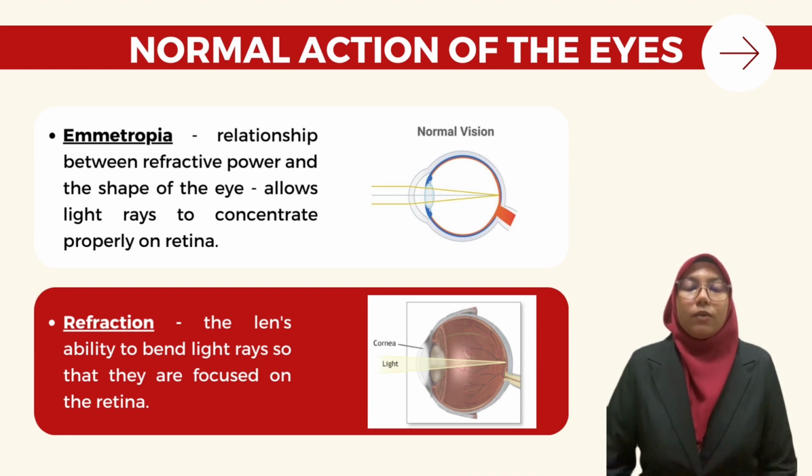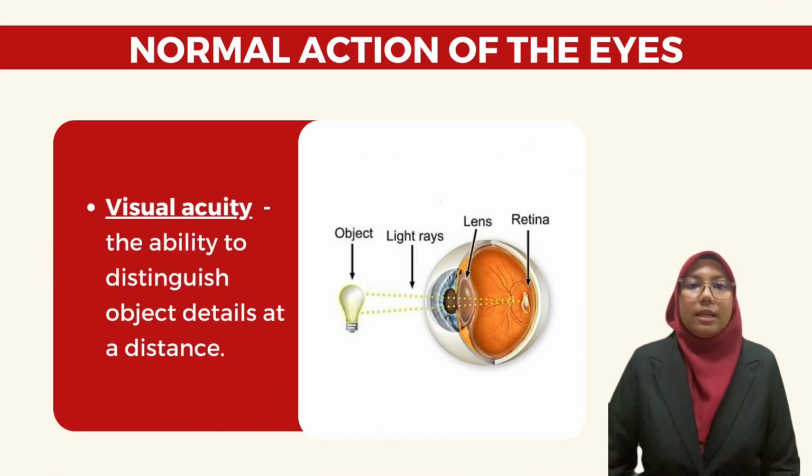And then we have refraction, also known as refractive power, which is the lens's ability to bend light rays so that they are focused on the retina. Lastly, the ability to distinguish object details and shape at a distance is referred to as visual acuity.